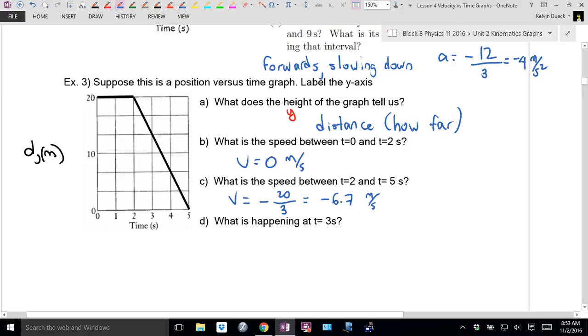What's the negative telling us? Going backwards. I guess we started 20 meters ahead from the start line. At rest, we sat there for 2 seconds, then we threw our car into reverse, and we're backing it back towards where we started from.